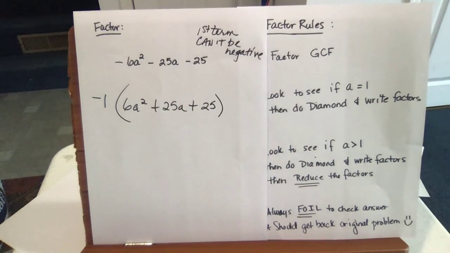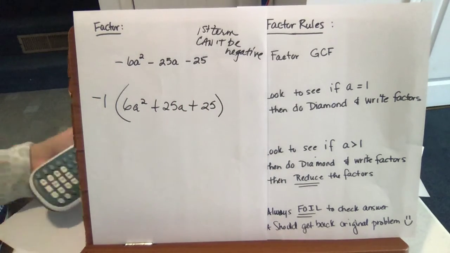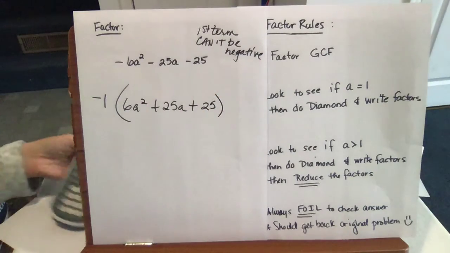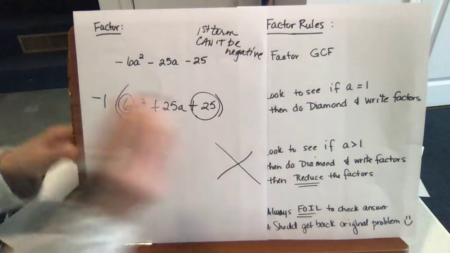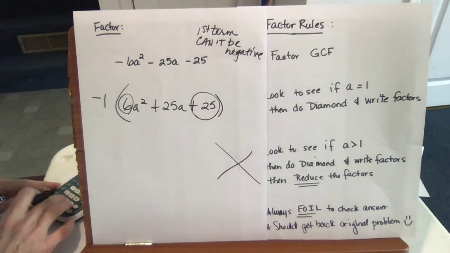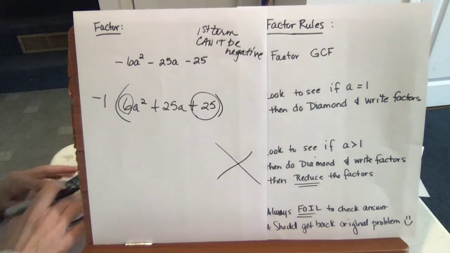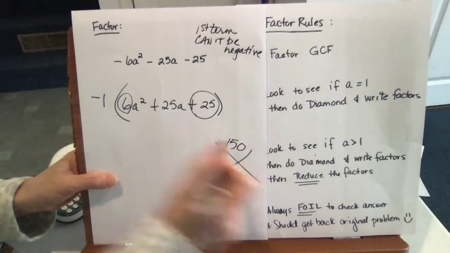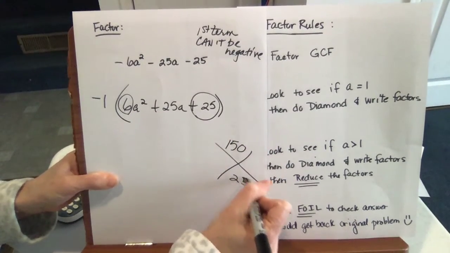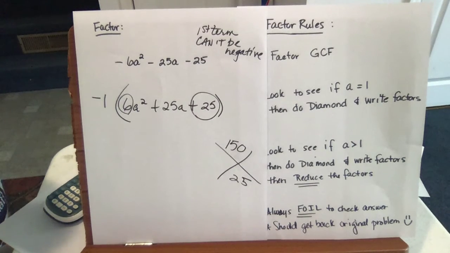All right, now you've got to play around here with calculators, okay? So have your calculator out, handy dandy. Diamond, 6 times 25. Okay, you ready? 6 times 25 is going to give us 150. 25 goes in the bottom. Whoops. We need factors of 150 that will add to 25.